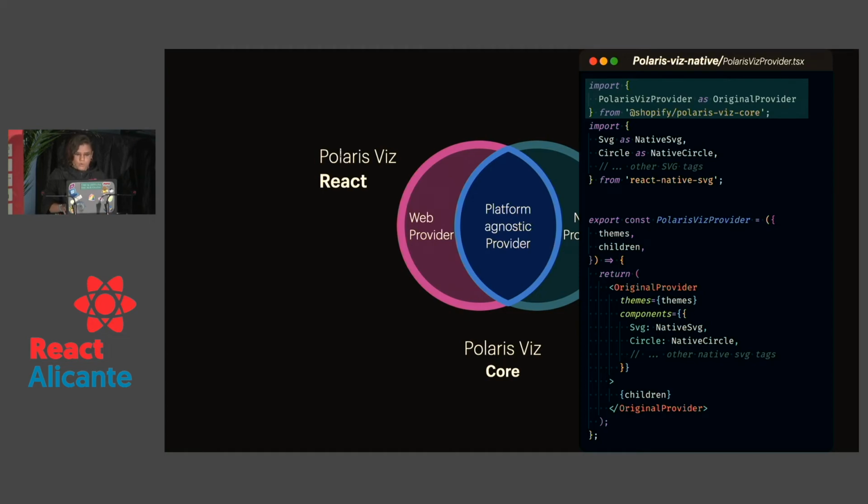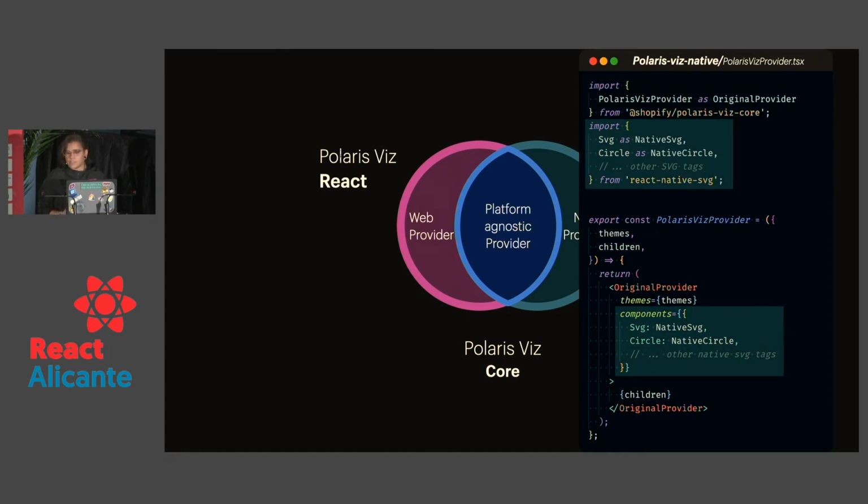Then I also import all of the native SVG tags from the library that we are using, and I overwrite the components that live inside of my provider to be the native versions of things. So that's that bit there that says SVG is going to be a native SVG, a circle is going to be a native circle, rectangle, etc., etc. Basically, all of the tags that we can draw shapes with on SVG.